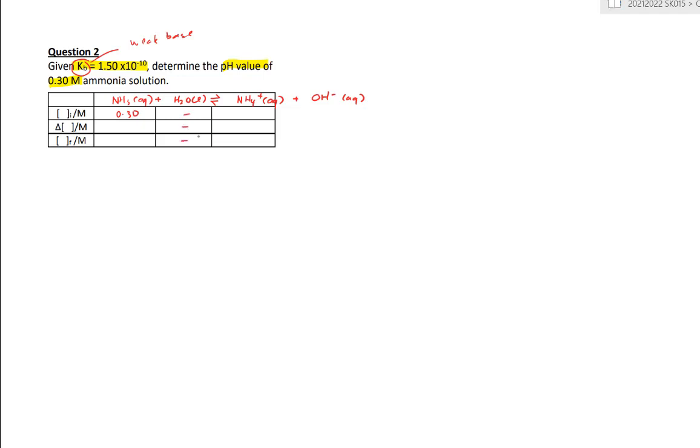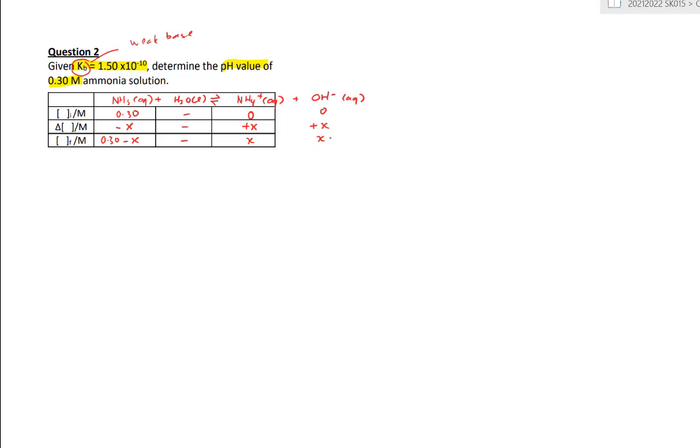For water liquid, you don't have to fill anything in the ICE table as the concentration is constant. Then the NH4 plus, your conjugate acid, is 0, OH minus also 0. So the change in concentrations, according to the ratio of your balanced equation, we need to minus 1x as this is the reactant. For the product, you just plus 1x as the stoichiometric coefficient is 1. Similarly for OH minus. So for the equilibrium concentrations, over here you have 0.30 minus x, and then for NH4 plus, x, OH minus, also x.